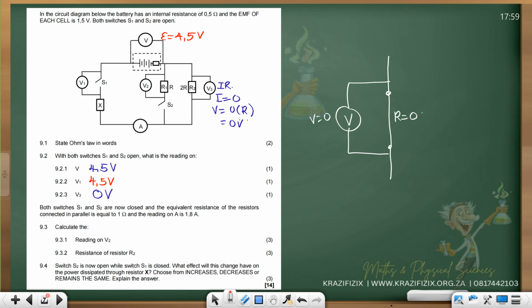So V1 kind of closes the circuit, so it's complete? Does it complete the circuit? No. A voltmeter doesn't complete a circuit. The voltmeter measures the amount of work that will be done across the circuit. So V1 is measuring the amount of work done here because there's no resistance there.